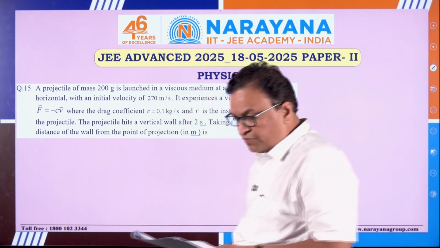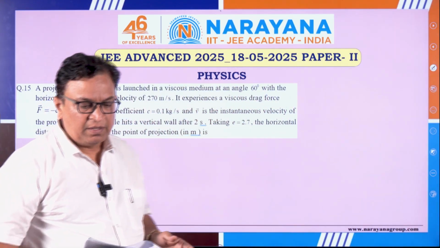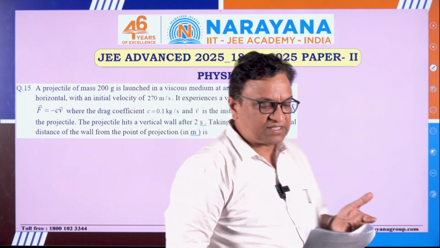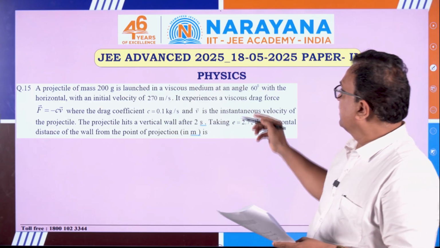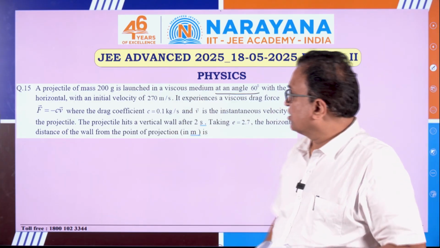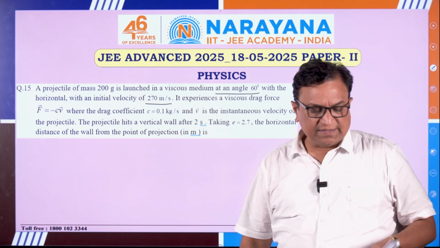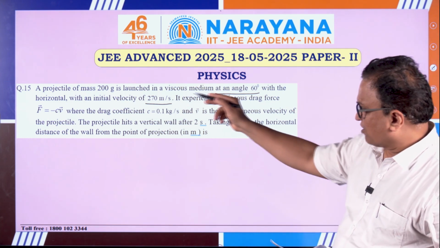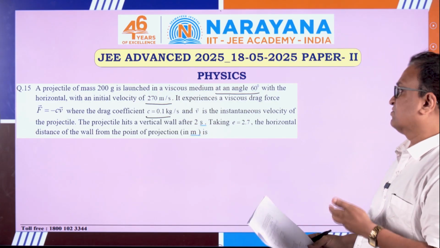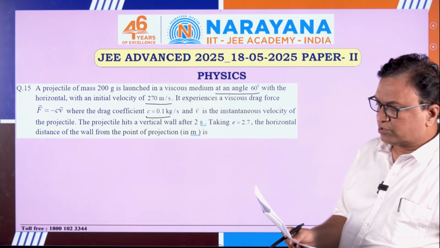Next, 15th question. Last but one question actually. A projectile of mass 200 grams is launched in a viscous medium at an angle of 60 degrees with the initial velocity of 270 meter per second. It experiences a viscous drag. Constants are also given. C value is also given. V refers to the instantaneous velocity of the projectile actually. You take e as 2.7, no issues.